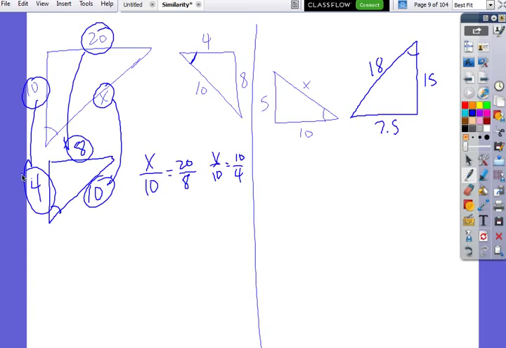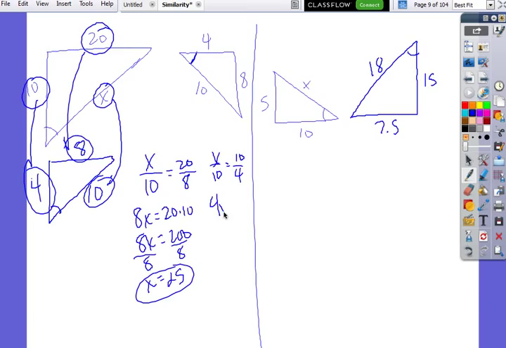So finishing this one, I would get 25. If I choose to do the 10s here, I would have 4 times x equals 10 times 10. So 4x equals 100. Divide and get 25. Again, it doesn't matter which way you do it. You're going to get the same answer as long as you set it up right. All right, second one's yours.